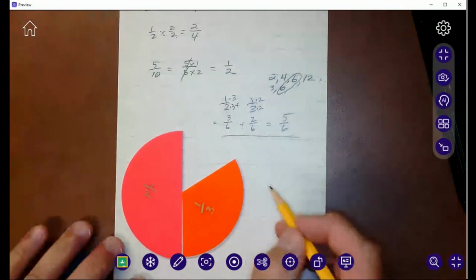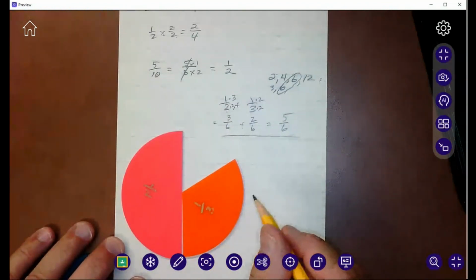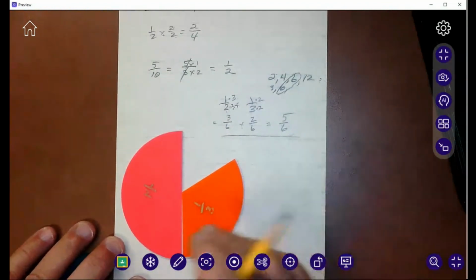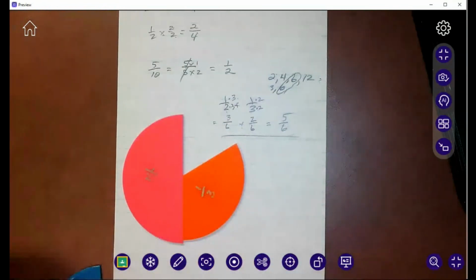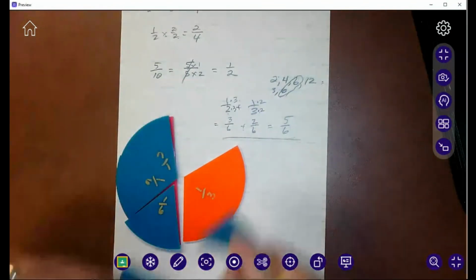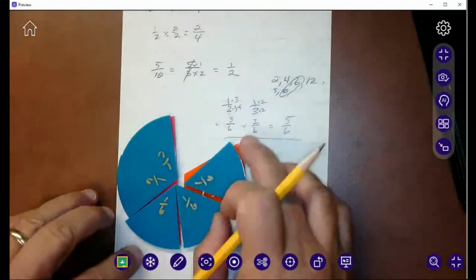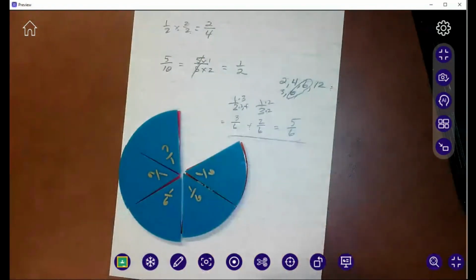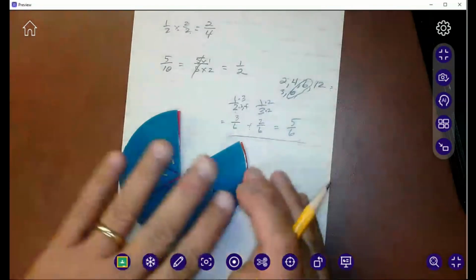because there's no such thing as half-thirds or third halves. That doesn't exist. So we have to be able to name what that amount is, and that amount is 5/6. Okay? So we're doing the same thing.